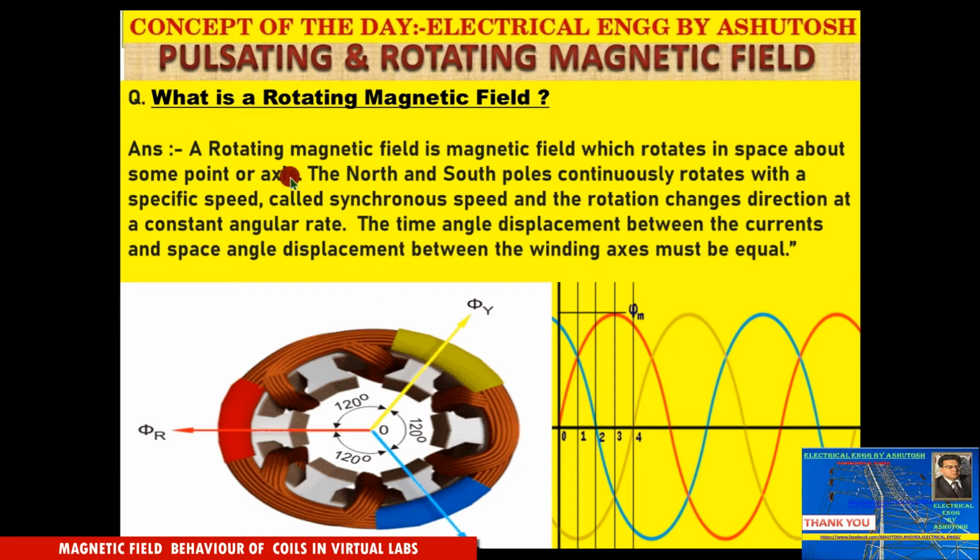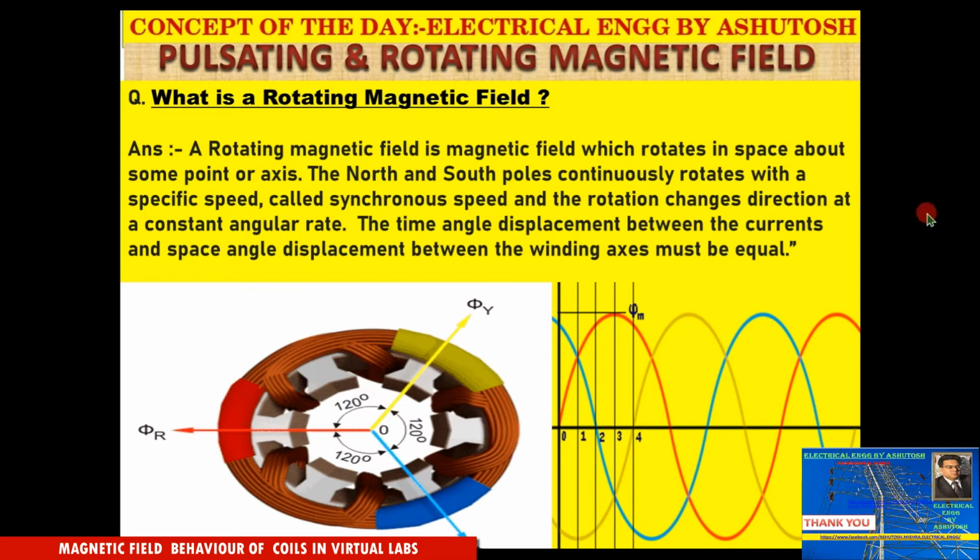Now you can define a rotating magnetic field as a magnetic field which rotates in space about some point or axis. The north and south poles continuously rotate with a specific speed called synchronous speed, given by Ns rpm = 120 f1 / P, where the rotation changes direction at a constant angular rate but the amount of flux remains constant.